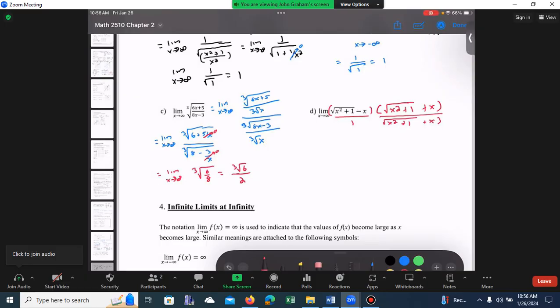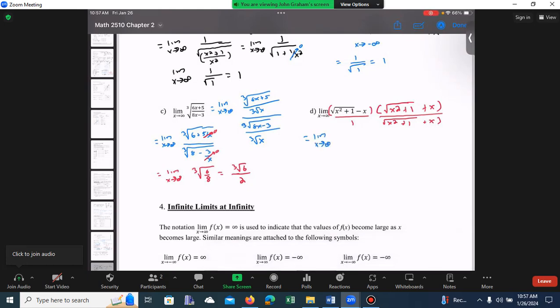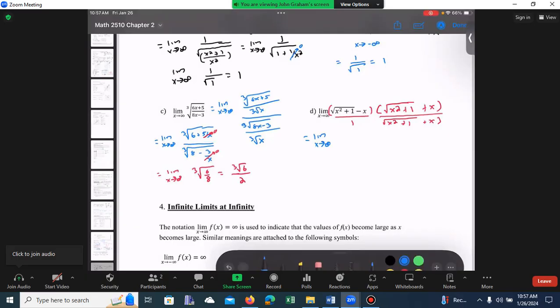Right, so we'll work out what the limit now goes to. Limit as x goes to infinity. When you multiply this out, the middle terms are going to cancel. That's why you're multiplying by the conjugate. So the square root of x squared plus 1 times the square root of x squared plus 1 equals x squared plus 1. And then negative x times x is a negative x squared.